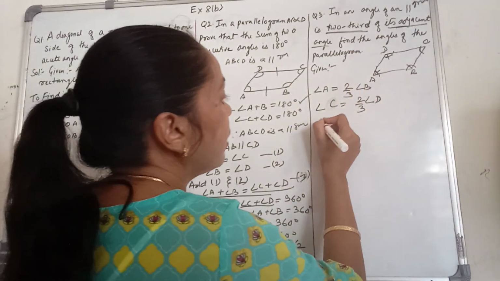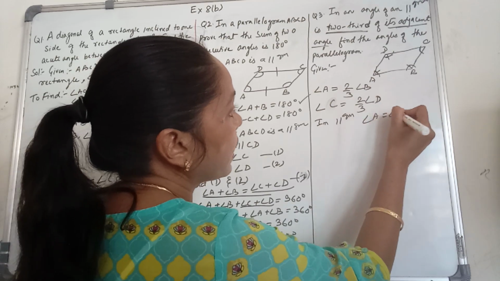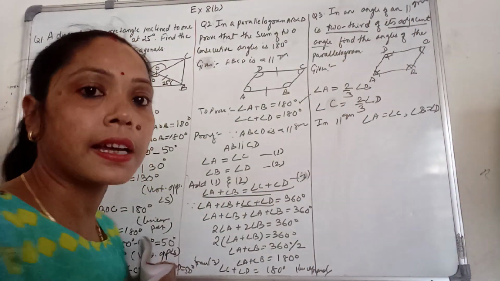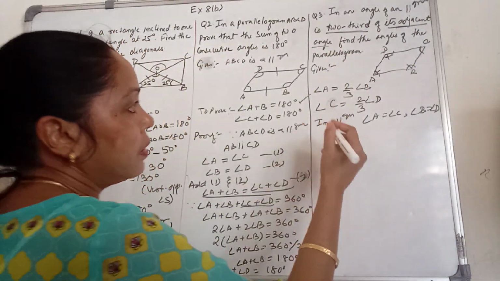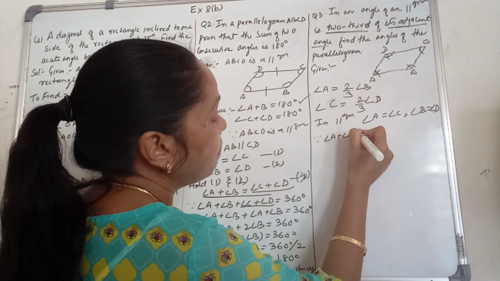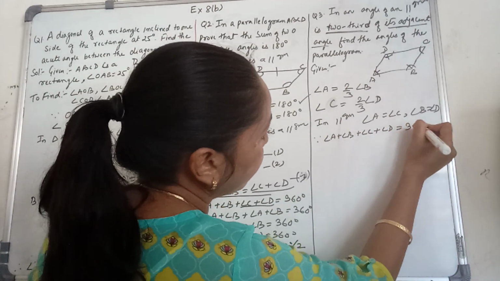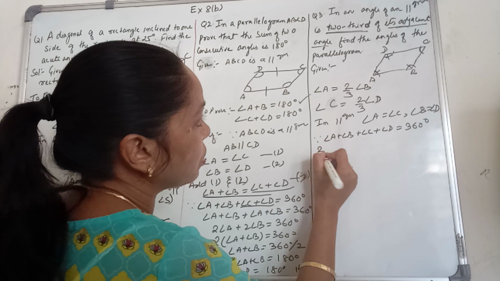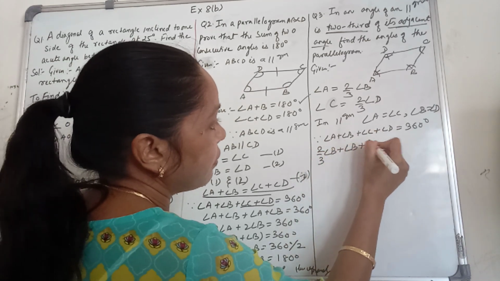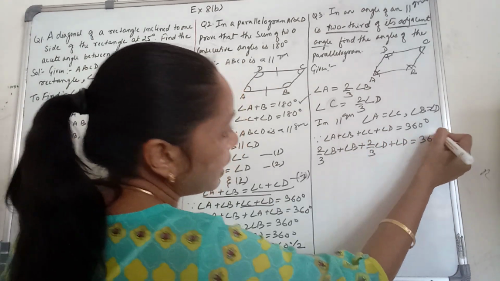And we know that in a parallelogram, angle A is equal to angle C and angle B is equal to angle D. Opposite angles are also equal. Now, what is the property? Since angle A plus angle B plus angle C plus angle D is equal to 360 degrees, angle A is equal to 2/3 of angle B. Make the angle B the same. Angle C will be 2/3 of angle D plus angle D, which is equal to 360 degrees.